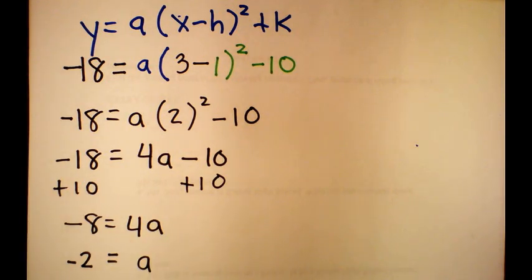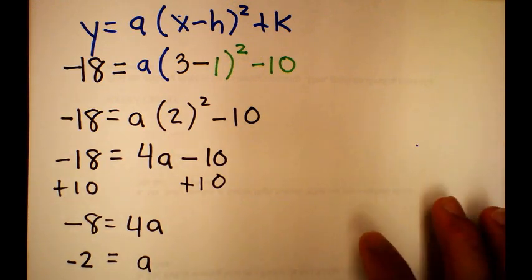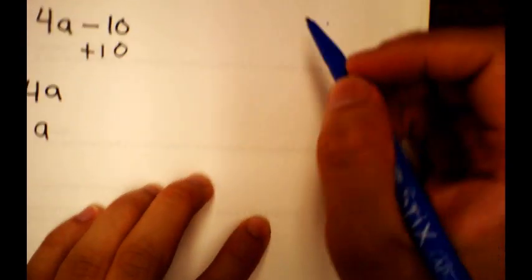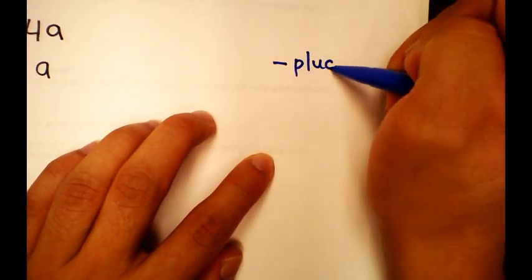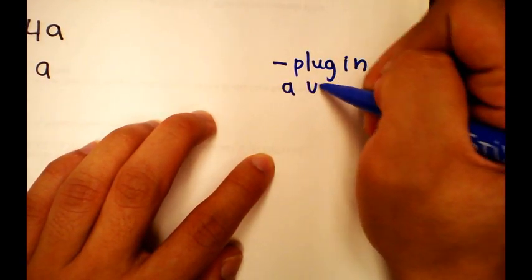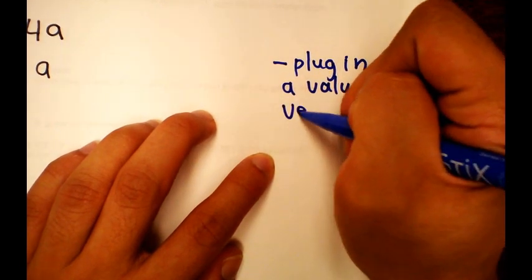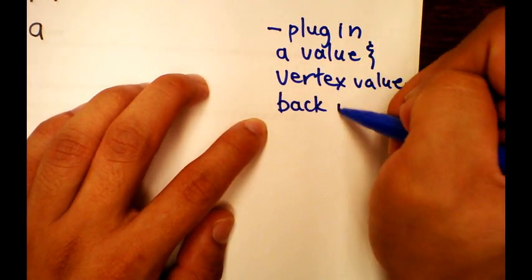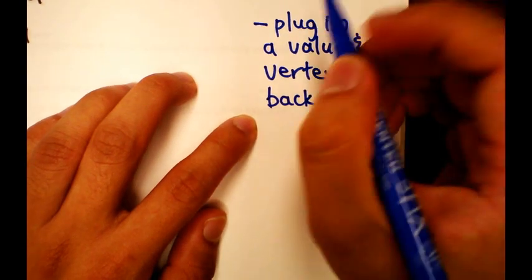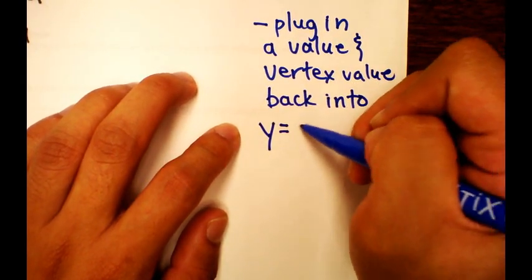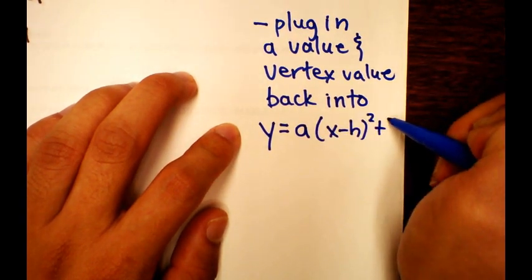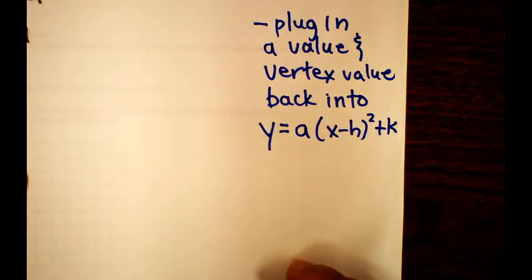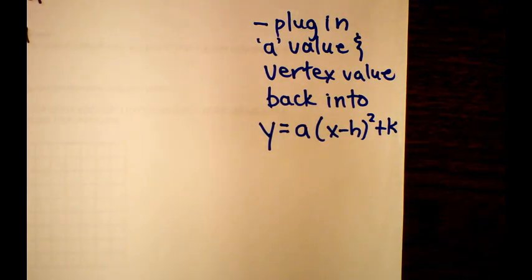And the step is we're going to plug in not just your a value, but also your vertex values back into the vertex form equation. So your final step is going to be: plug in a value and vertex value back into your vertex form of the parabola, which was, again, y is equal to a parentheses x minus h squared plus k. Okay. Plug in your a value and your vertex value back into the vertex form.